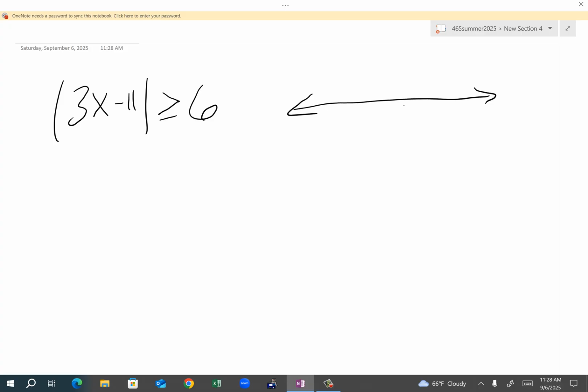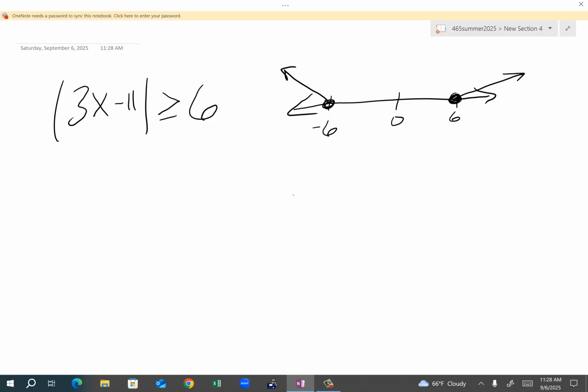So, here's the dealio, friends. Here's 0, here's 6, here's negative 6. I need to be further than 6 units from 0. That means I'm either out here or out here. Groom, are you saying that a greater than situation like this is always an or? That's what I'm saying. That's easy. Well, that's what I'm trying to say.